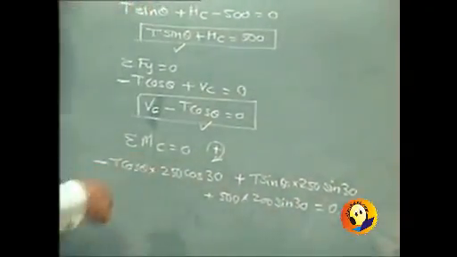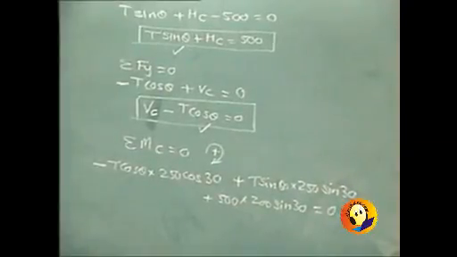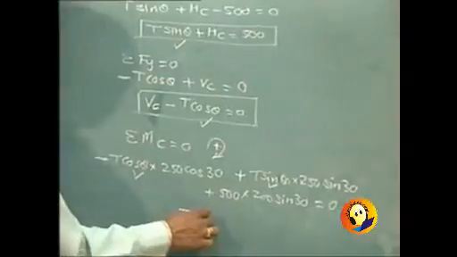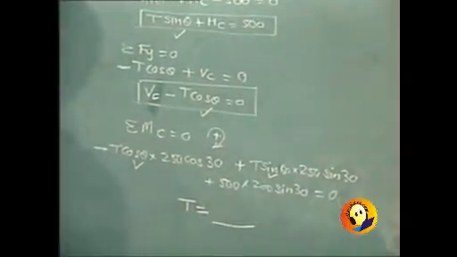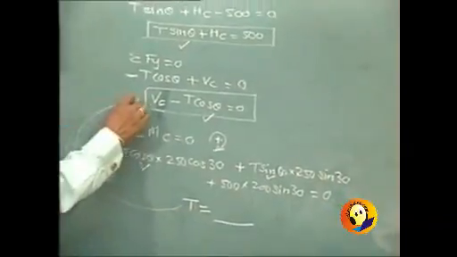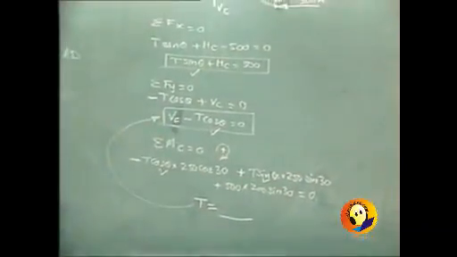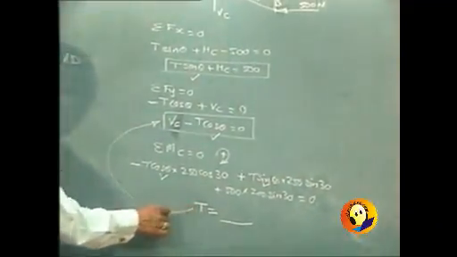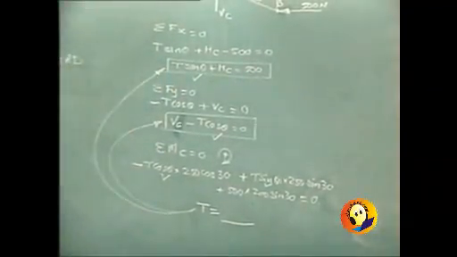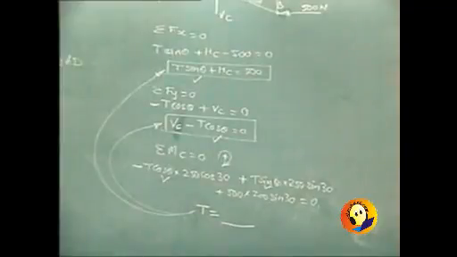And out of this, the last equation, as the theta values are known to us, the only value that is unknown is T. So T can be calculated. When you substitute this T in the previous equation, you will get VC, and substituting the same value of T in sigma Fx, you will get the value of HC. And so the required answers can be easily found out.